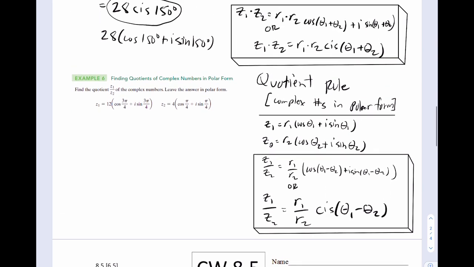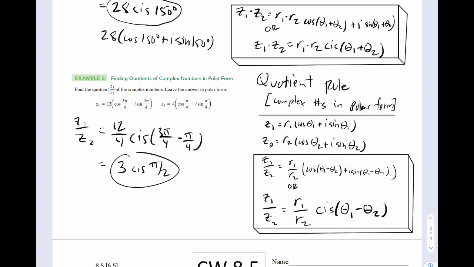Now the quotient rule, same thing. Pause the video, write down the rule. Once you're done, unpause the video. Now that you've written down the rule, again, the quotient rule is pretty cool. All you have to do if you want to divide these is you divide the outside, so 12 over 4, then write cis, and the angles subtract. 3 pi over 4 minus pi over 4. So that would be 3 cis pi over 2. And you're done.